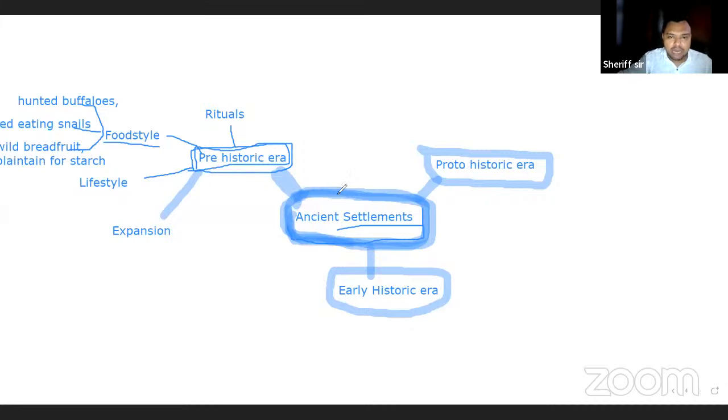Now see what happens here is you're basically lining up everything in order. Basically, you know what is ancient settlements. Under that, there is prehistoric era. Under that, the lifestyle of prehistoric man. Under that, you try to remember these 3 points. Now, if somebody asks you to write with reference to 3 factors, explain the lifestyle or food style of prehistoric man, you can write. Okay, because you know only these things. That's enough for you to make a big paragraph out of it, right?